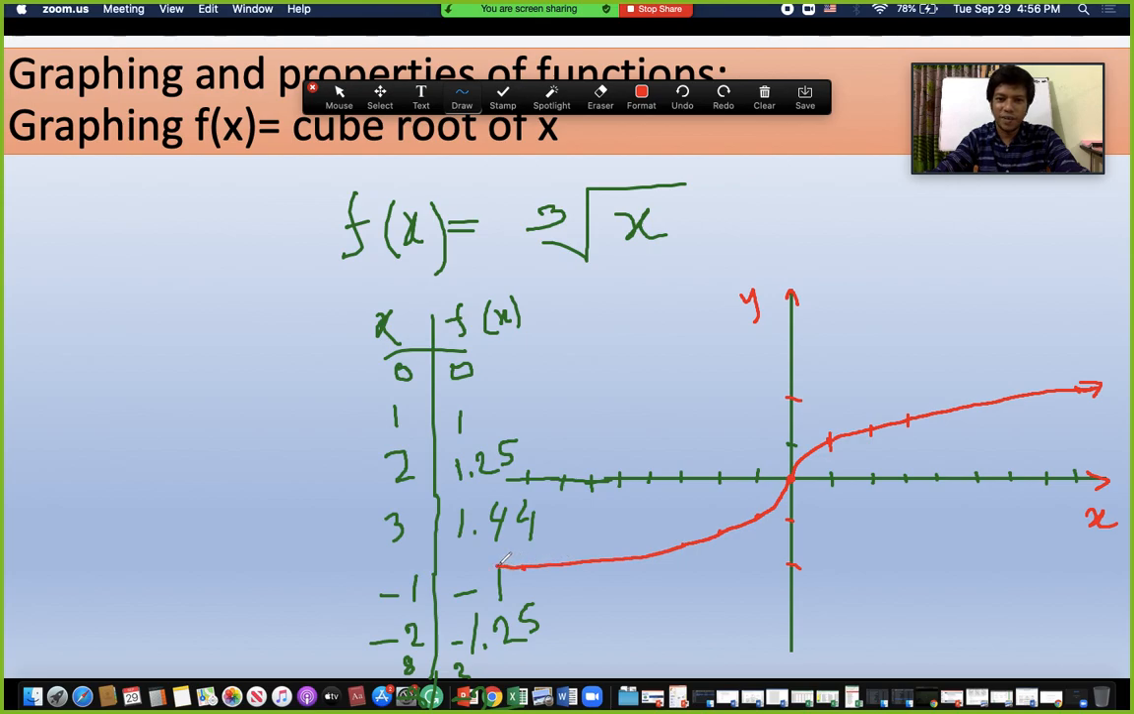This is like a snake walking, okay? Sorry.